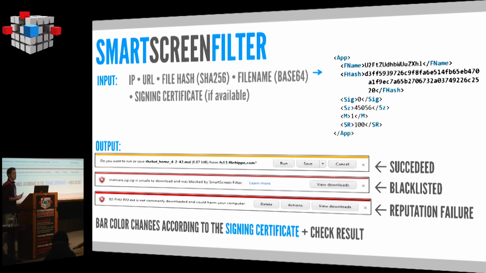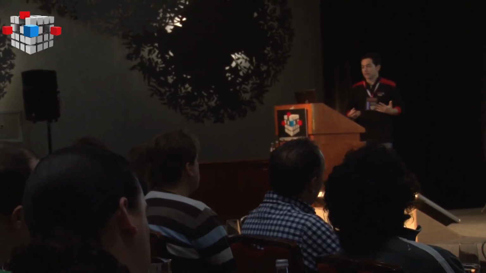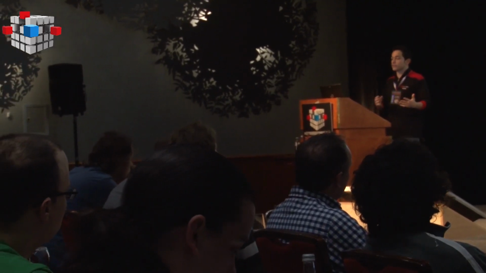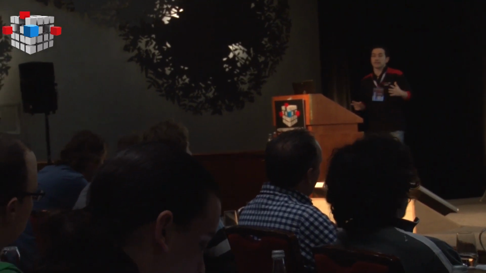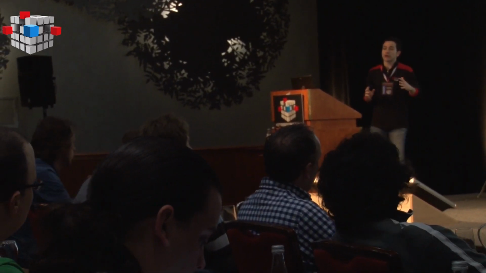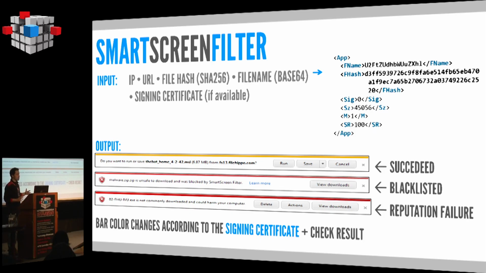The first case is about a succeeded check. So SmartScreen is asking you, do you want to run, save, or cancel this kind of file? The second case is about a blacklisted file. So you are actually trying to open malware, and so SmartScreen prevents you from clicking the run button. The last use case is about a reputation check failure.